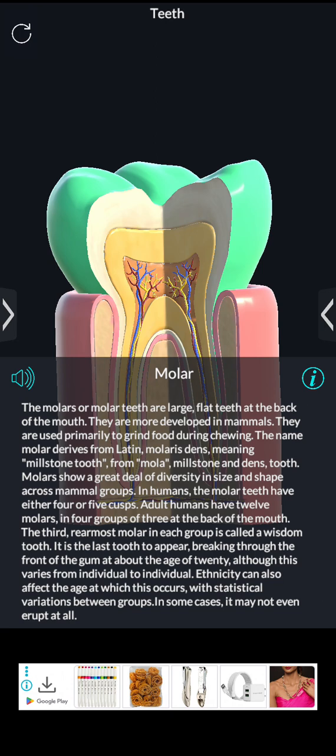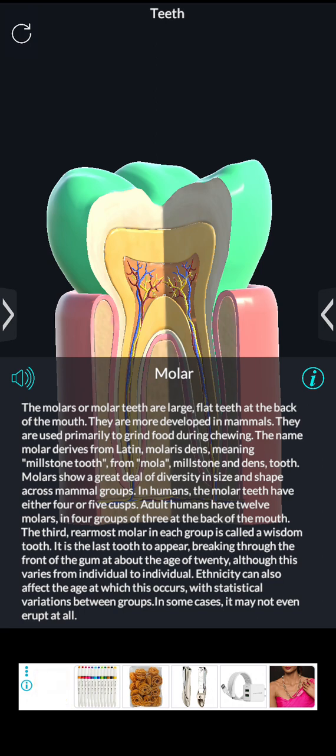Molars show a great deal of diversity in size and shape across mammal groups. In humans, the molar teeth have either 4 or 5 cusps. Adult humans have 12 molars, in 4 groups of 3 at the back of the mouth. The third, rearmost molar in each group is called a wisdom tooth.